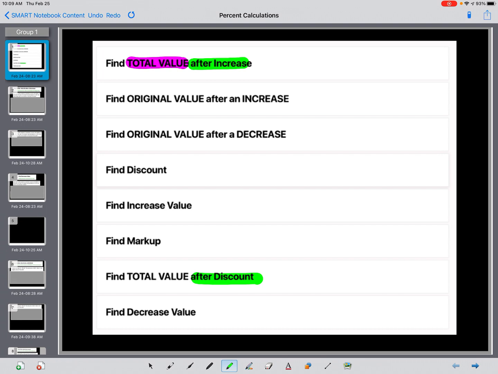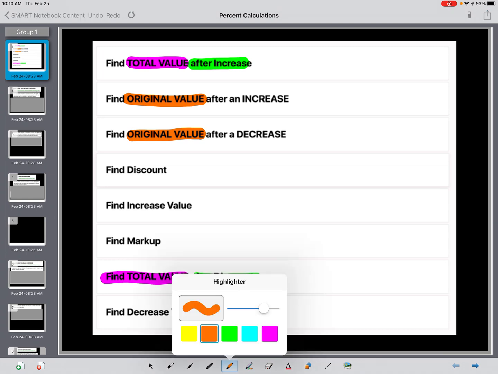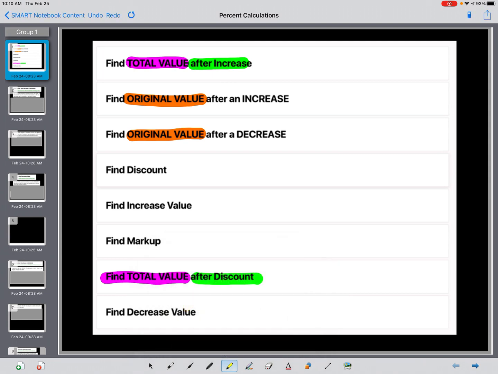as you can see in this example I'm highlighting, discount. Discount's just a word for a decrease, particularly used with shopping and retail. So just consider that to be a decrease. So finding total value after a change, that's one calculation. Another calculation is finding the original value. Once again, after a change, whether it's an increase or a decrease of some sort, finding original value is another type of calculation. And then finally, finding the actual change itself.